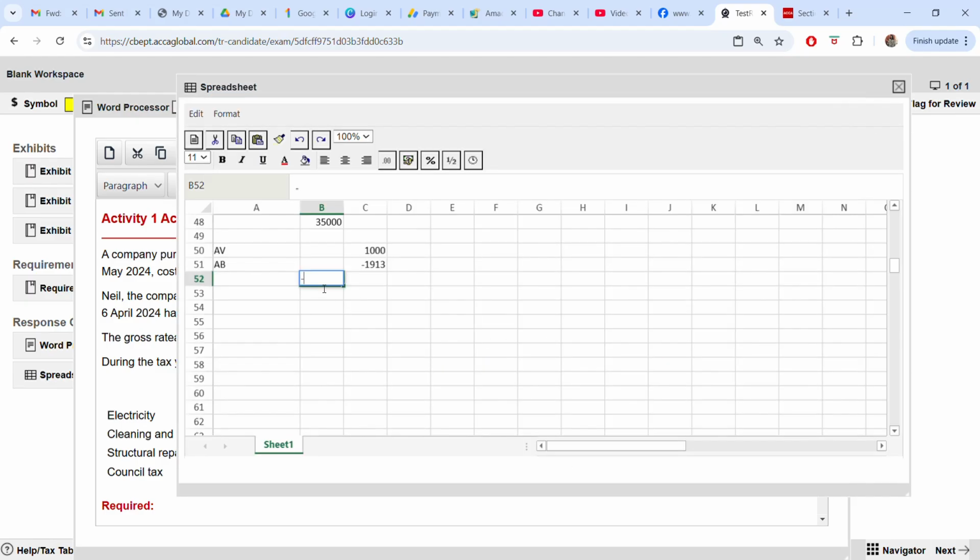So electricity minus 540, cleaning 1572, and council tax 1200. Done. So take the sum function of this. Again take the sum function.